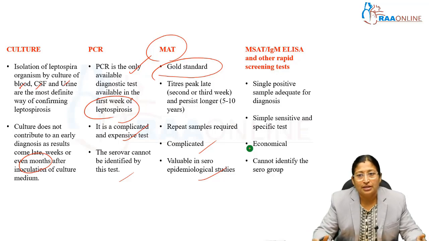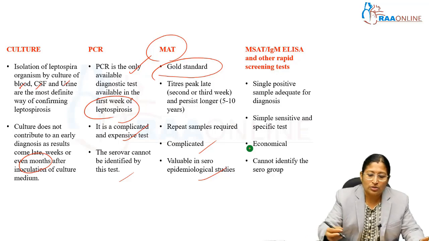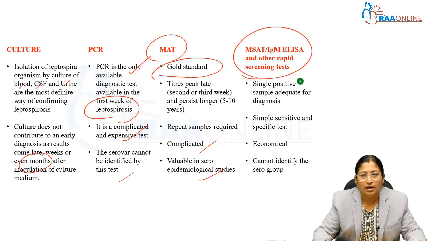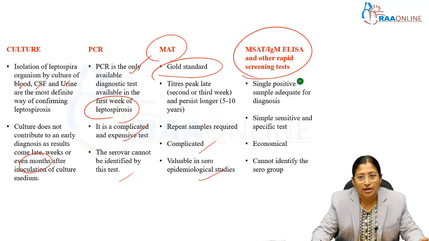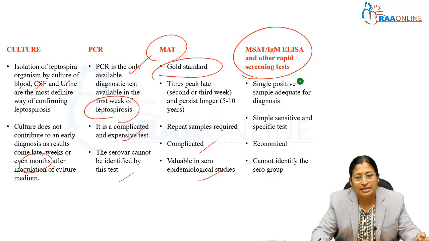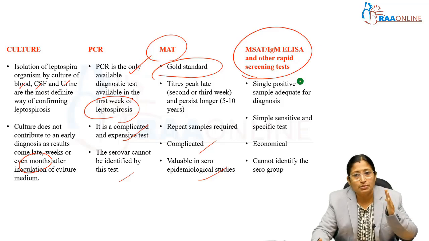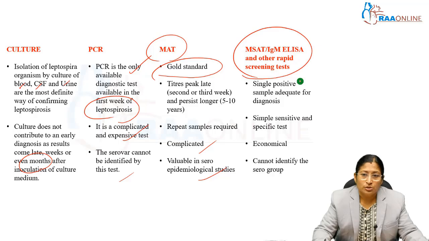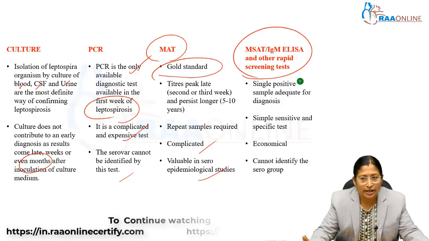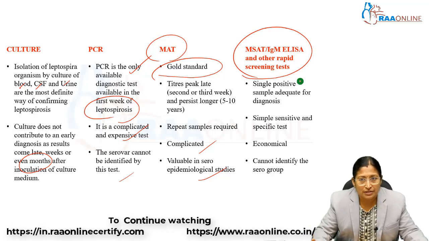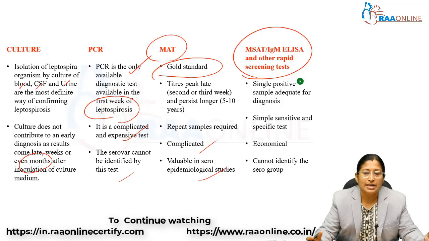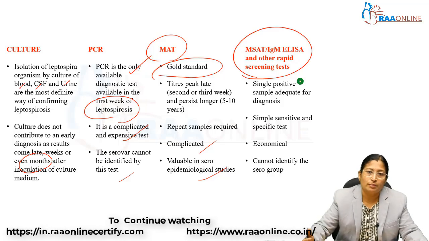Now we are left with the serological tests, which include MSAT, IgM ELISA and other rapid diagnostic tests. These are the tests which are practically used in the diagnosis of leptospirosis. Like any other serological test, these tests have to be done after 5 to 7 days of fever. Remember, only in the second week does the antibody test become positive. The advantages of these tests are that they are more economical, simple, sensitive and specific. A single positive sample is adequate for diagnosis, though it needs confirmation with a MAT.